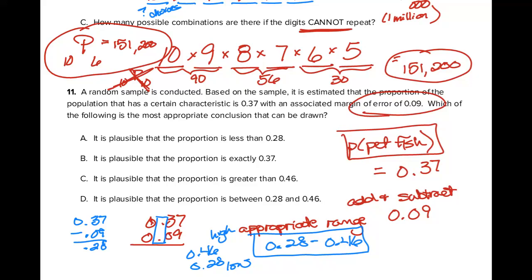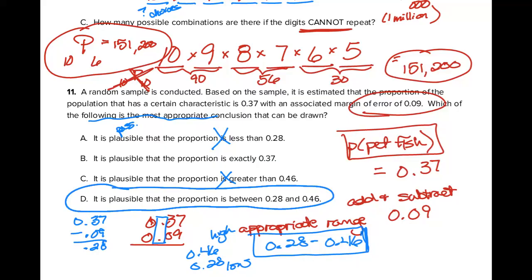The word plausible here just means possible. Is it possible the proportion is less than 0.28? Not really, not within that margin of error. So it's not less than. Is it plausible that the proportion is exactly 0.37? It could be, but it says most appropriate. So let's keep going. Is it possible it's greater than 0.46? No, 0.46 is the largest. Is it plausible or possible the proportion is between 0.28 and 0.46? Yes. So this is the best option. It could be exactly 0.37, but we don't know that for sure. So this is the best one.